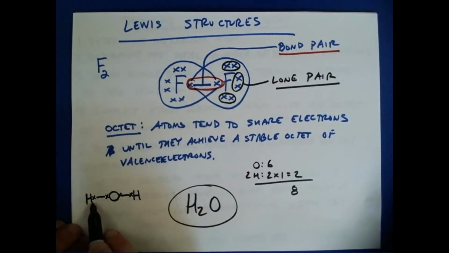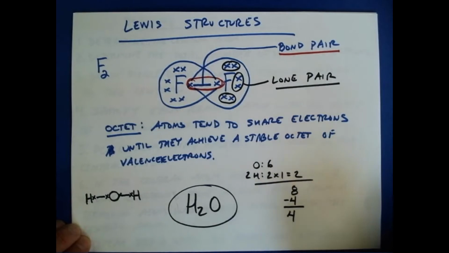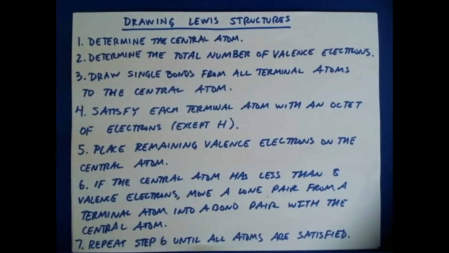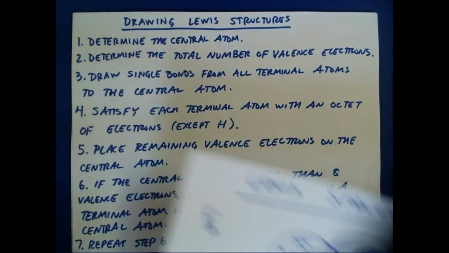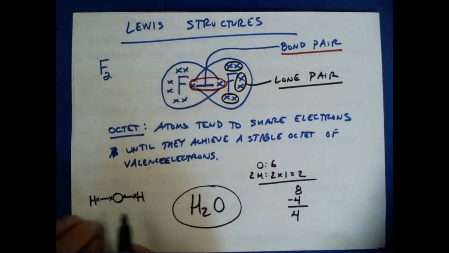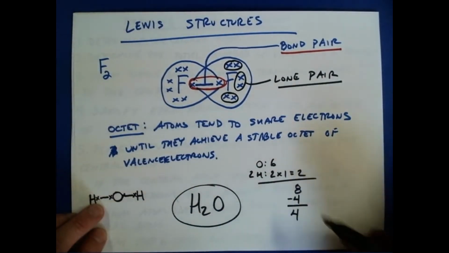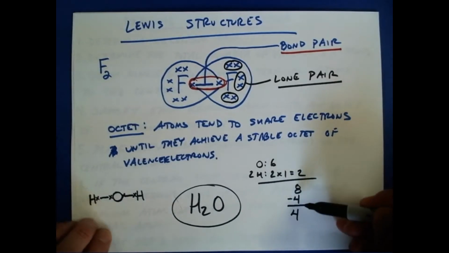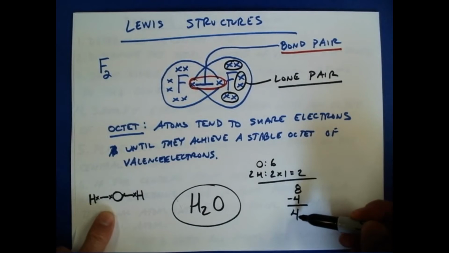And notice we've used up 1, 2, 3, 4. So there's going to be 4 used up of the 8. That means there's 4 left over. And that's what step 5 means, why we're going to place the remaining valence electrons on the central atom. To do step 5, we have to figure out how many electrons we used up in making the bonds, and subtract that number from the total that we need to use. We need to use 8. We've used up 4 to make these 2 bonds, and there's a total of 4 left over.